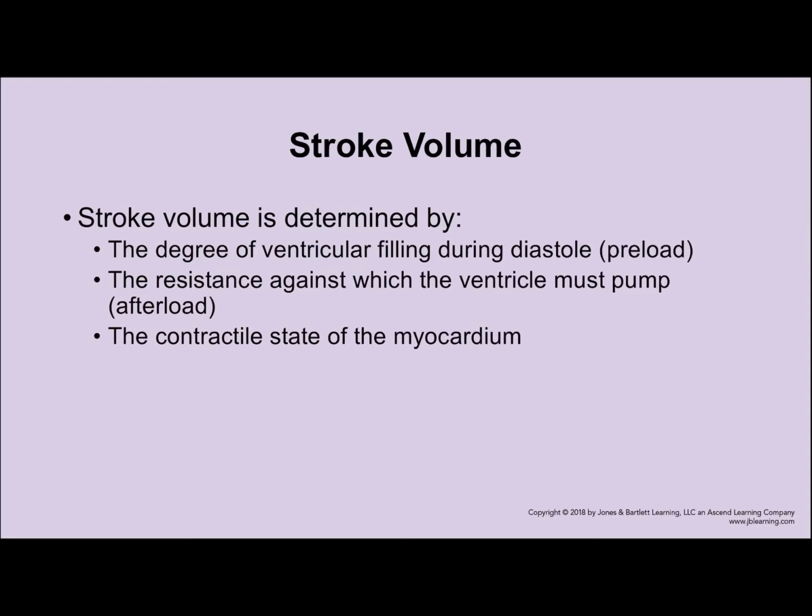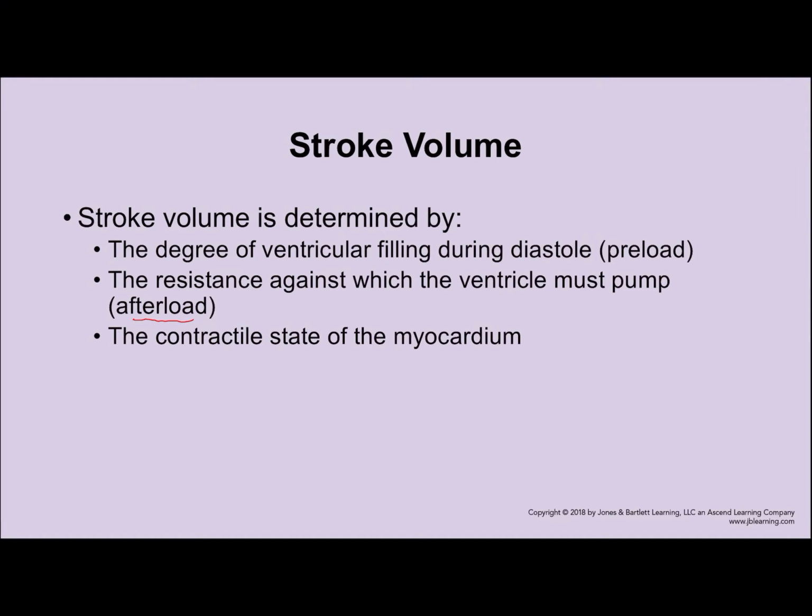So stroke volume, as we spoke about earlier, is part of the equation for cardiac output. Stroke volume is how much blood comes out of the heart with each heartbeat. It is determined by a couple things. So it's determined by the preload, how much blood is going into the heart during diastole, or the filling part of the cardiac cycle.